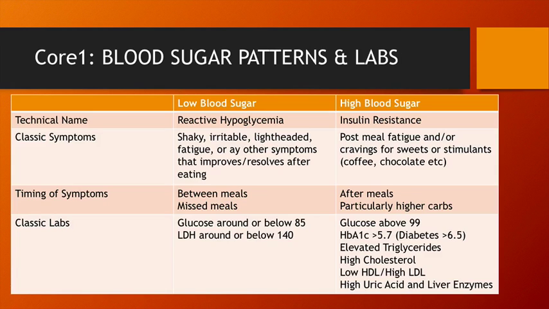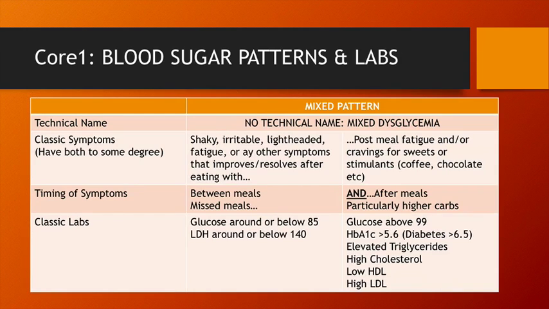So that's your classic low blood sugar, classic high blood sugar, and then we have a mixed pattern, which there's really no technical name. We just call it a mixed dysglycemia or a mixed abnormal blood sugar condition. And that's where people have both. For example, if they wait too long to eat or skip a meal, they get shaky, irritable, lightheaded, but then they eat and then they get tired or have cravings for sweets or stimulants.